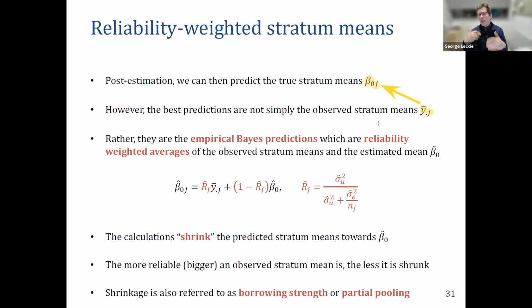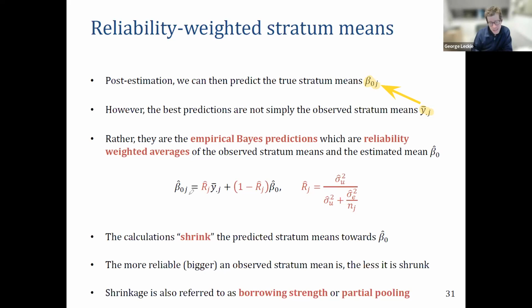And it's a little bit like doing a linear regression of the thing of interest, beta 0j, on the observed stratum mean. And so we're trying to predict the beta 0j's in that way. And if you work with the maths, or more likely look at the formula in a multi-level textbook, it's going to be the formula that you can see here in the middle of the slide.